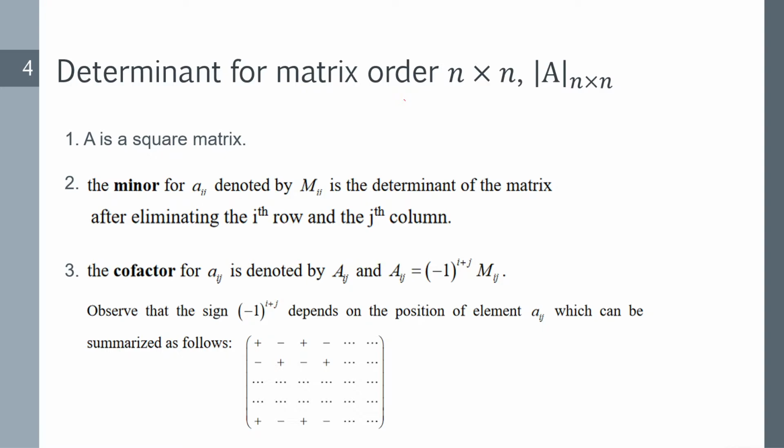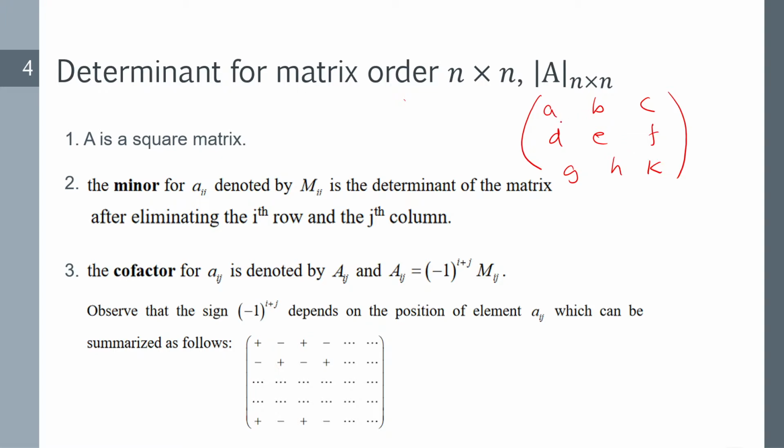The minor for Aij, for any element inside your matrix, is denoted by Mij. It is the determinant of the matrix after eliminating the ith row and the jth column. You don't need to worry about this, but this is the definition of our minor. So let's say you have a matrix with elements A, B, C, D, E, F, G, H, I. Since over here they use I, I change it to I, J, K.